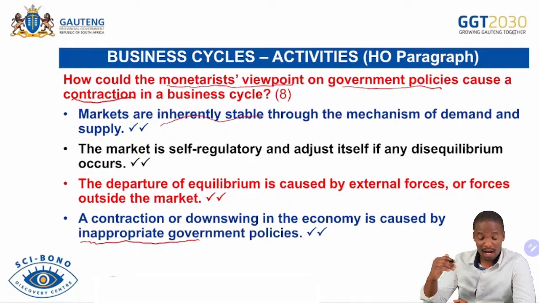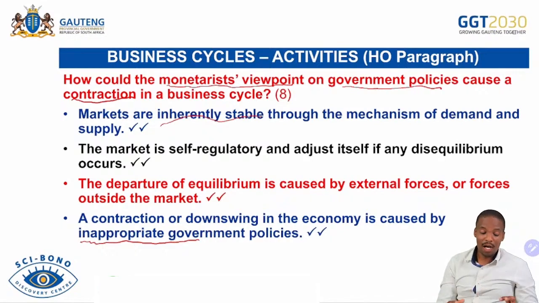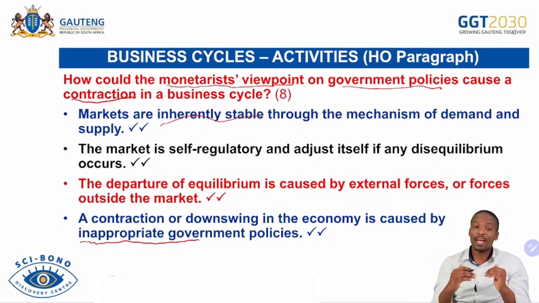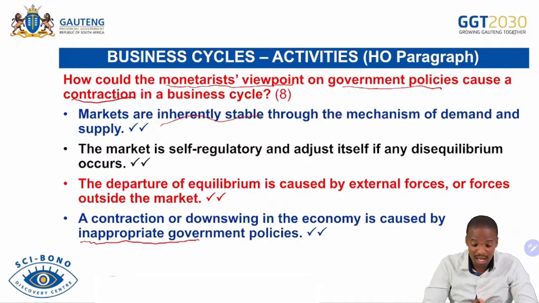You started up there to say markets are inherently stable, the market is self-regulatory, the departure from equilibrium is caused by external forces or forces outside the market. Then now you're answering the question, because you have not answered it yet. The first 3 lines, you are still explaining the monetarist view. And then in the 4th line, you are saying a contraction or downswing in the economy is caused by inappropriate government policies.